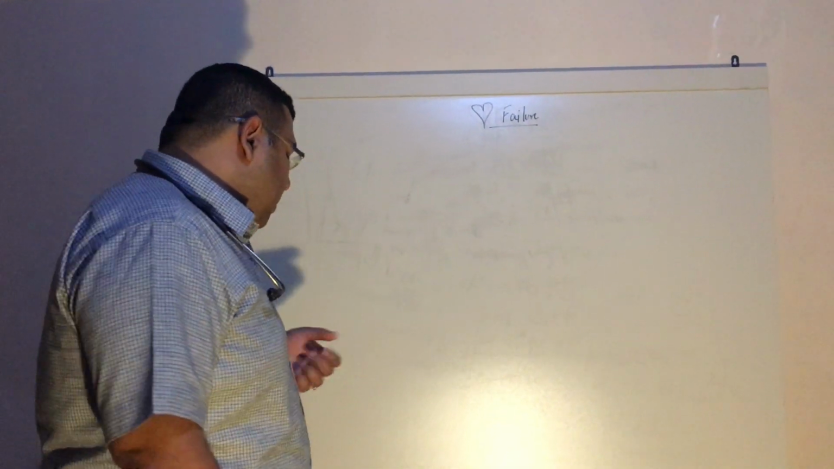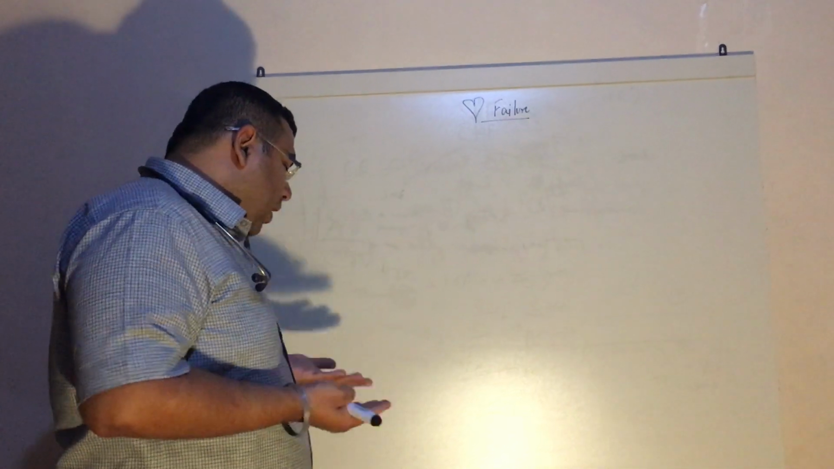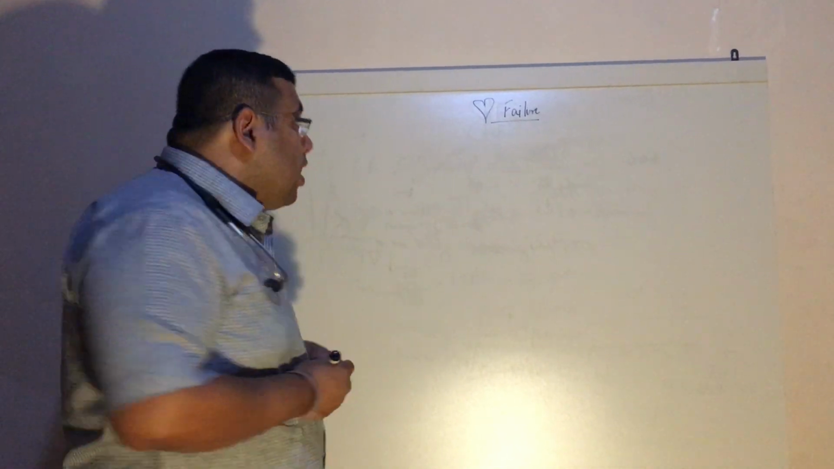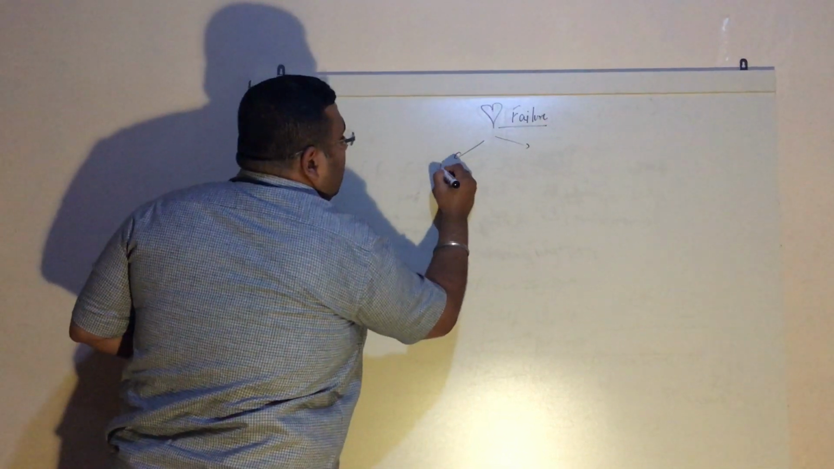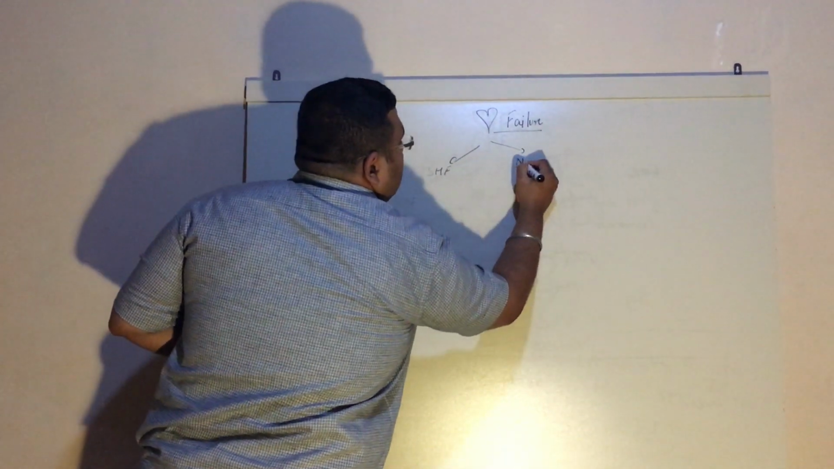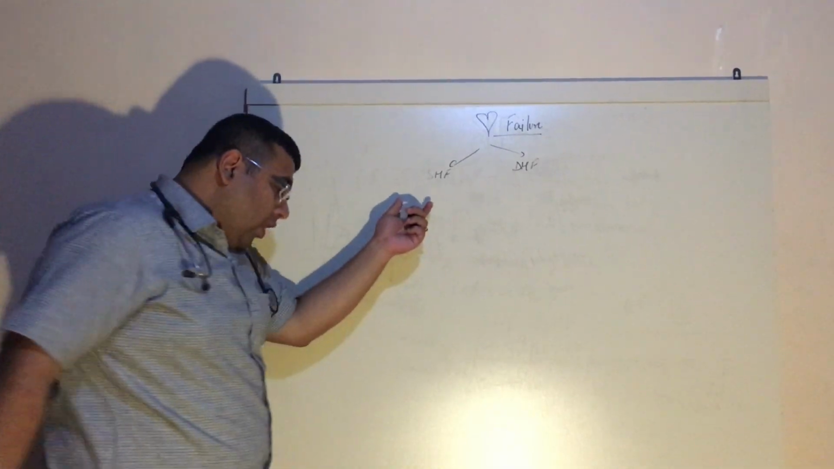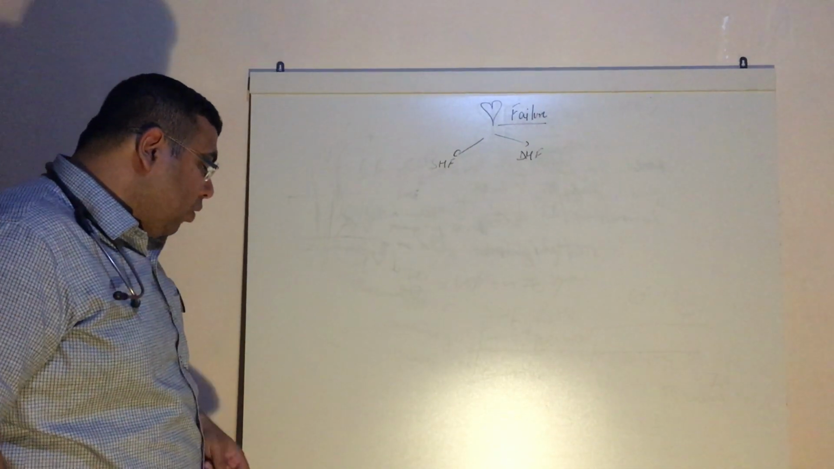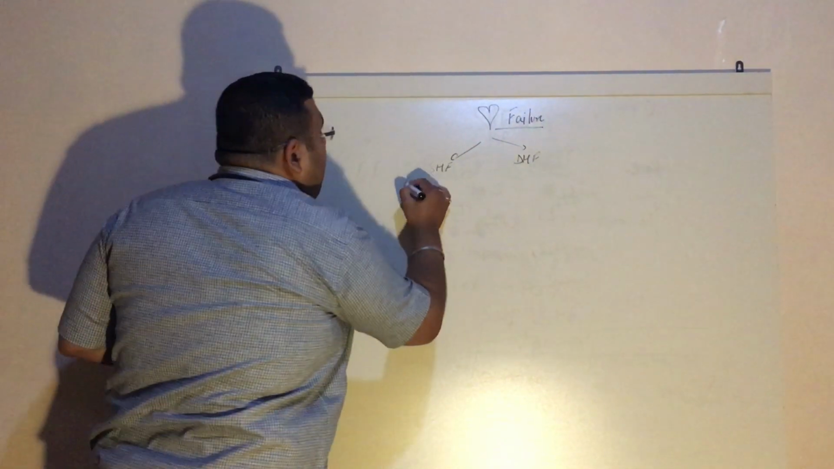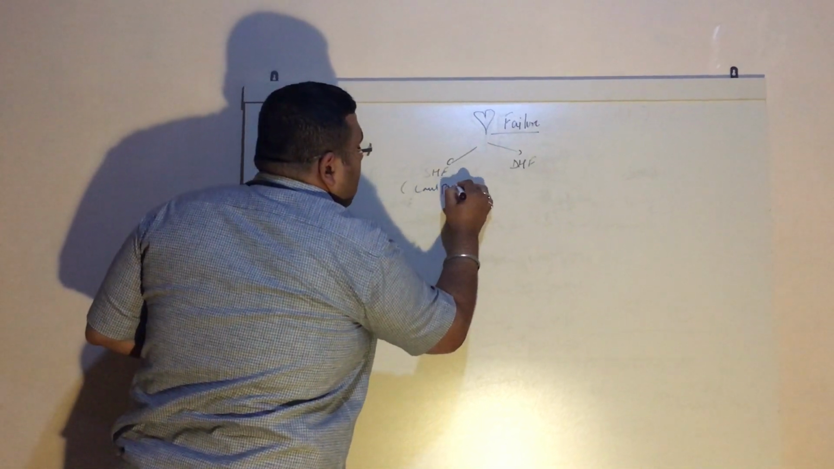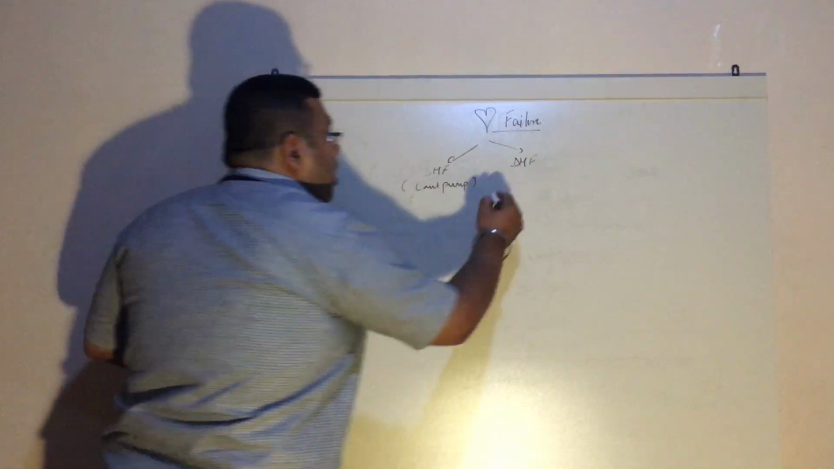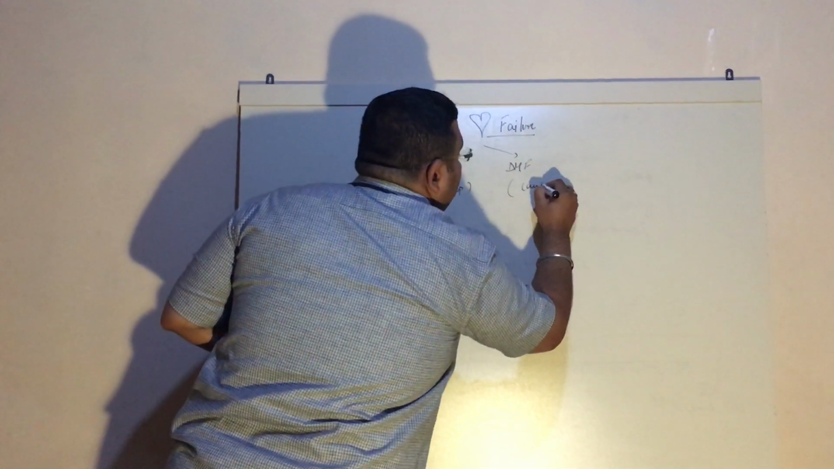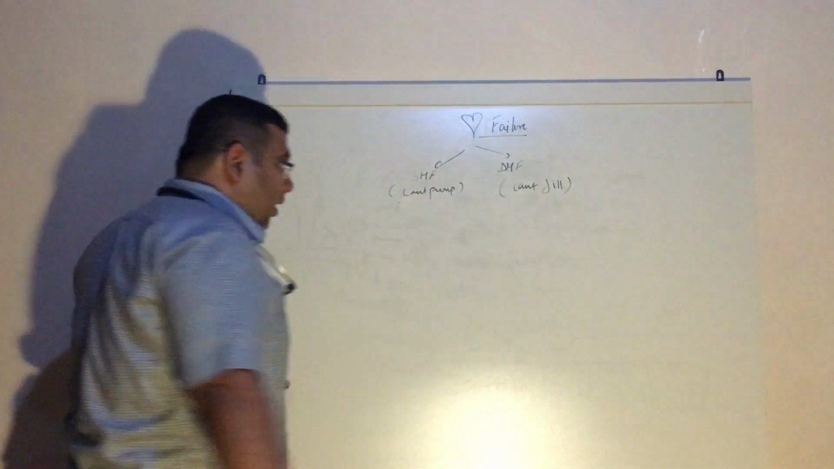Heart failure is basically when the heart can't supply blood according to the body's demands, right? It is of two types: systolic heart failure and diastolic heart failure. Systolic heart failure is where the heart can't pump the blood, right? But in diastolic heart failure, the heart can't fill itself properly, right?